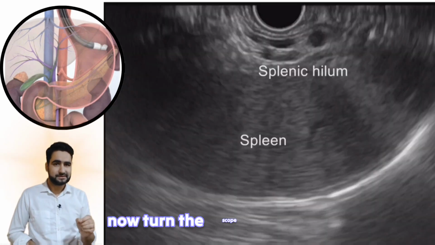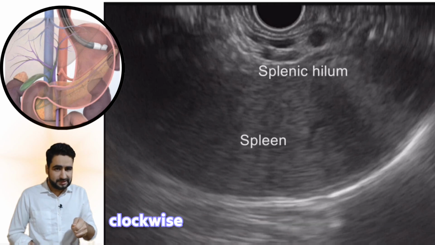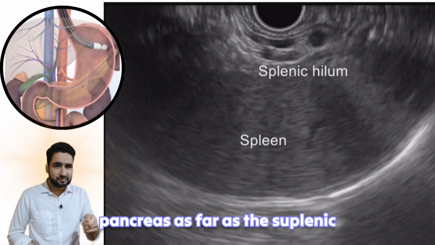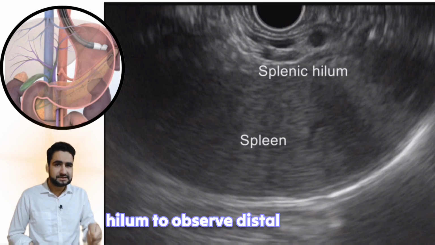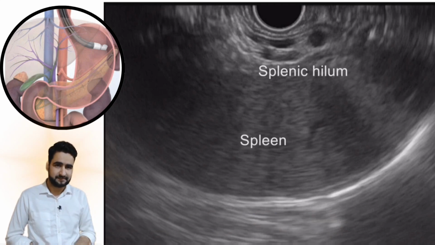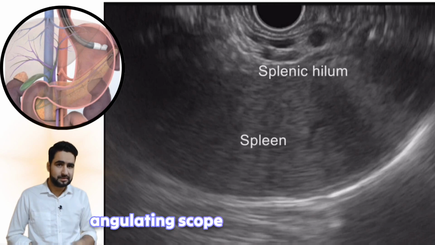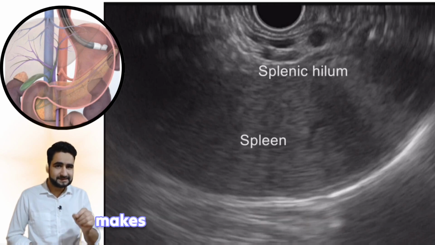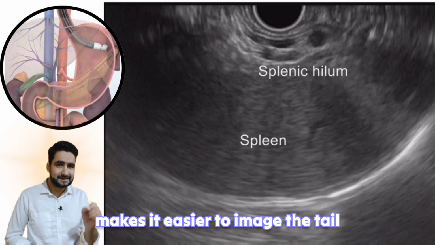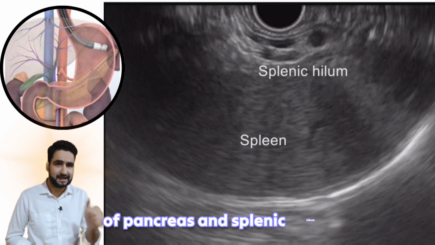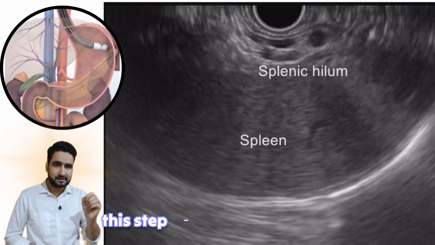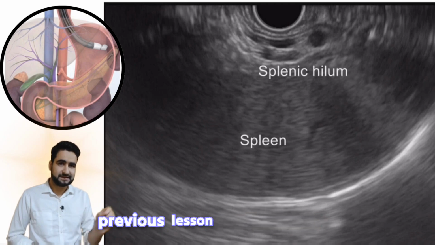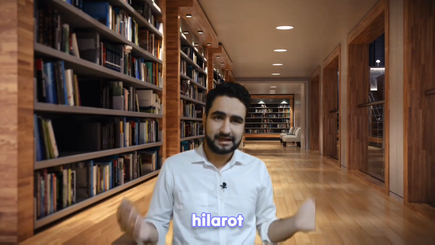Now, turn the scope further in clockwise direction to follow pancreas as far as the splenic hilum to observe distal tail of pancreas. Angulating scope slightly upward makes it easier to image the tail of pancreas and splenic hilum. This step was also discussed in previous lesson. This is all about hilar route.